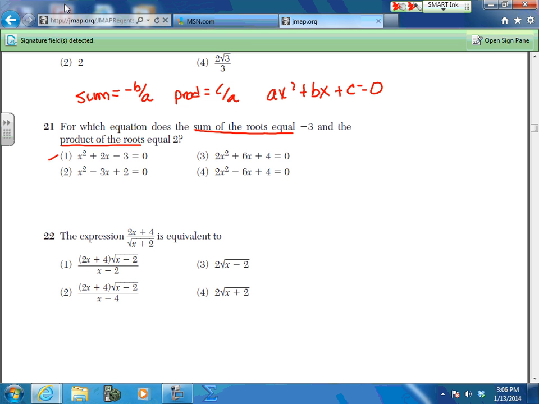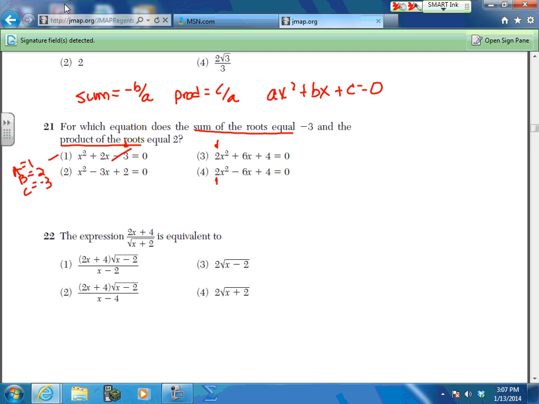For each one, you're just going to have to go in and write out your pieces. A is 1, B is 2, C is negative 3. I would first go to the product because that has the effect of C. Since all your A's are positive, anything with a negative is not going to work in here. Now that only eliminates one, but at least that kind of helps.